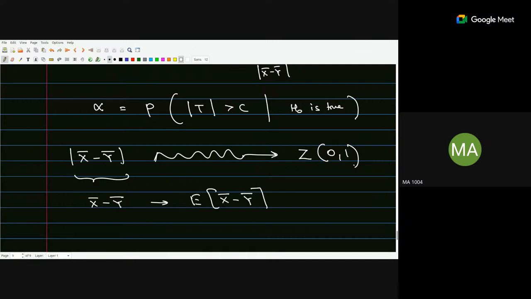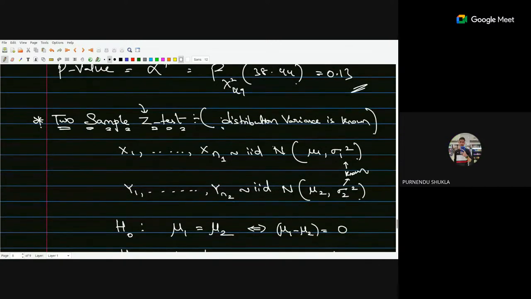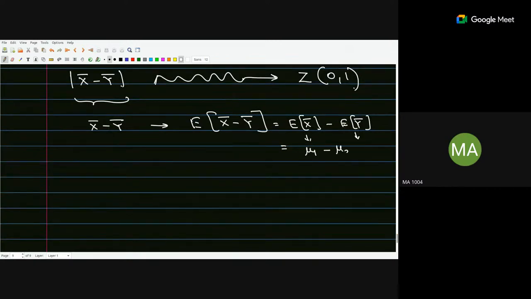What is the expectation of x bar minus y bar? This will be expectation of x bar minus expectation of y bar. So where will this go? Any guesses? Mu x minus mu y. What is mu of x? We have two different distributions, right? So x follows this, and y follows this. What is then mu 1? Mu 1 and mu 2. Mu 1 minus mu 2. Okay. So we got the expectation of x bar minus y bar is mu 1 minus mu 2.